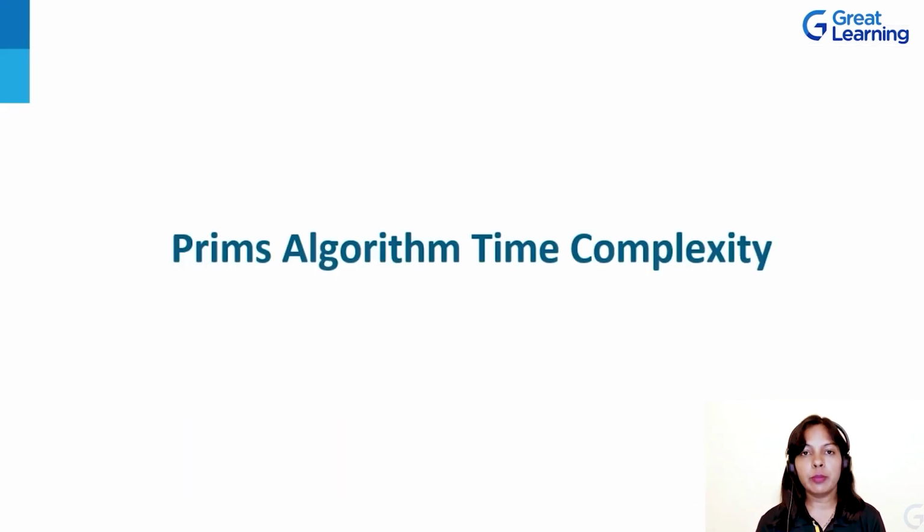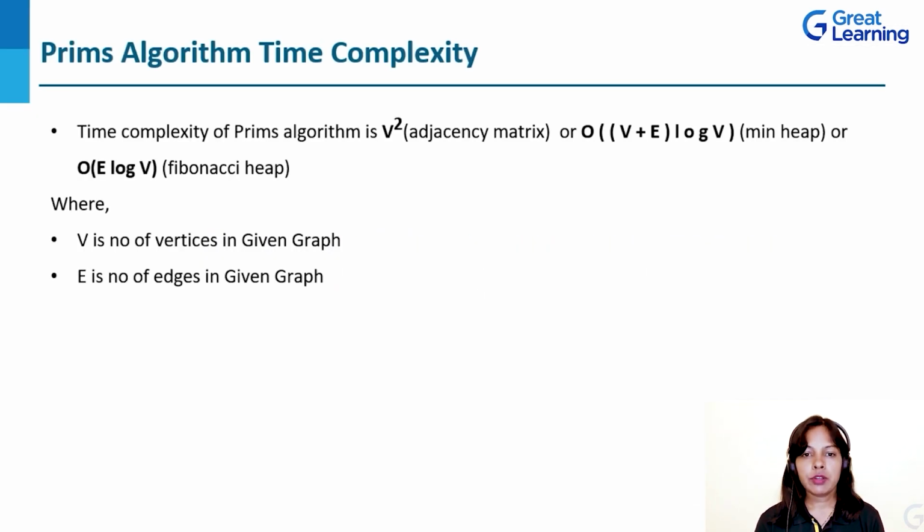Let us see the time complexity of Prim's algorithm. The time complexity of Prim's algorithm is V square when we use the adjacency matrix approach to implement it. Otherwise, if you use a min heap, then the time complexity is (V plus E) log V, where V is the number of vertices and E is the number of edges.